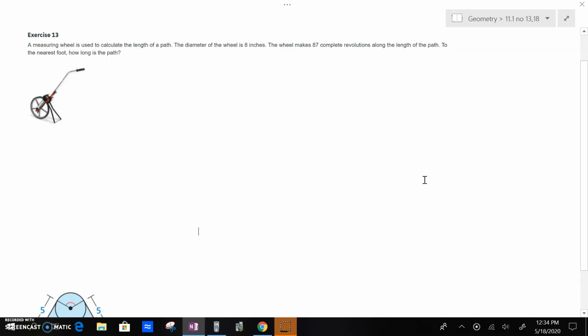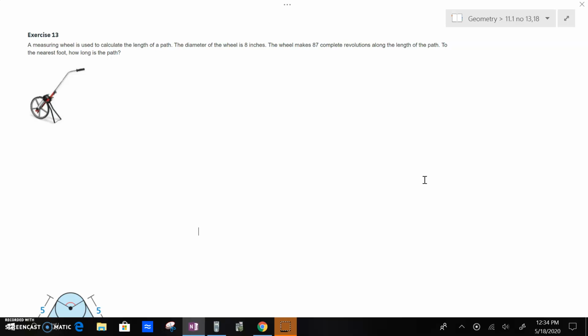Okay, this is a video working through two problems from the 11.1 homework. On this one, we're going to do number 13 and then number 18. Number 13 is saying that we've got a measuring wheel used to calculate the length of a path, and the diameter of the wheel is 8 inches. So they give you a picture.